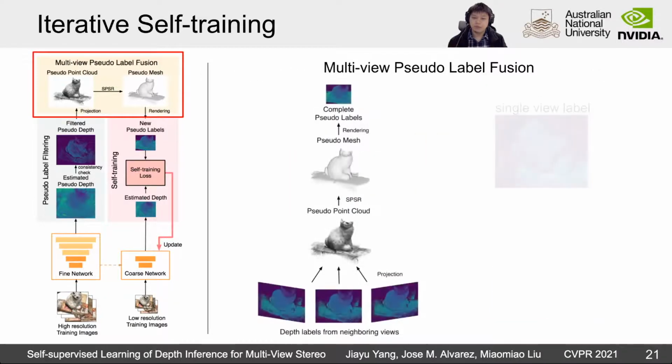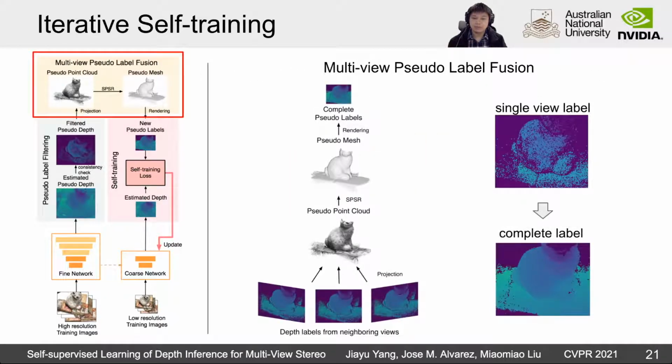To improve the completeness of pseudo-labels, we utilize depth labels estimated by neighboring views to produce a more complete pseudo-depth map. We first project points from multiple views into the world coordinate system to form a pseudo-point cloud. We then further complete the pseudo-point cloud with screened Poisson surface reconstruction to obtain a pseudo-mesh. And finally, we render the pseudo-mesh back into each view to obtain a complete pseudo-depth map for self-training.